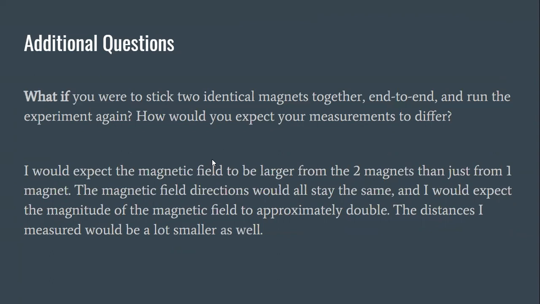Lastly, if I were to stick two identical magnets together and run the experiment again, how would this change the experiment? I would say that it would make the magnetic field larger from the two magnets than from the one magnet. The directions would all stay the same, as well as the direction of the dipole moment, but the magnitude of the magnetic field would likely approximately double. The distances I measured would likely be a lot smaller because that magnetic field is so much stronger.